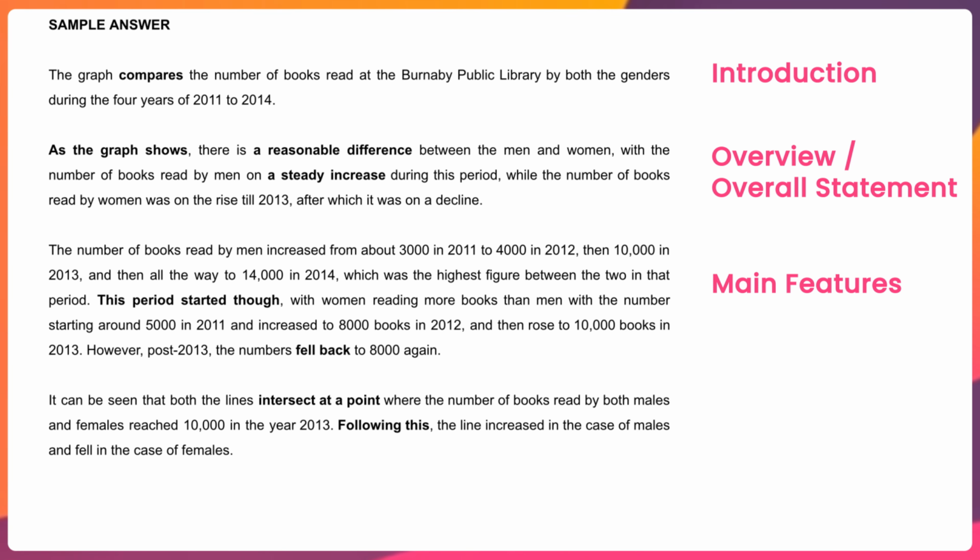and maximum we have tried not to repeat the same phrases often in the paragraph. The last paragraph somewhere shows the exception point, that is the intersecting point where the number of books read by both males and females reached 10,000 in the year 2013. And then the line in one situation increased and the line in the other situation decreased. This is the exception point that I have explained here in my sample answer. You can also ignore this if you do not want to write. But make sure you write at least 150 words, and to do this, you can write an exception point.